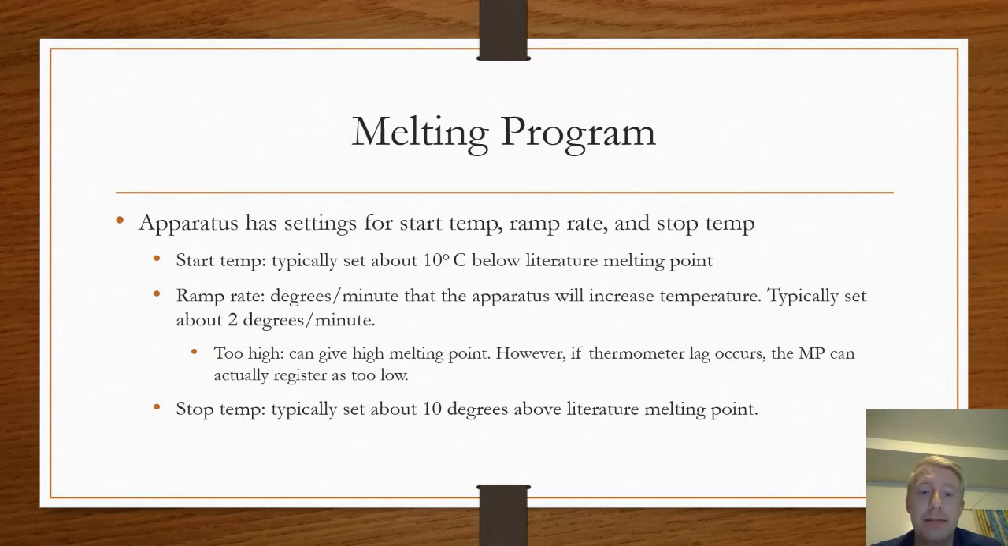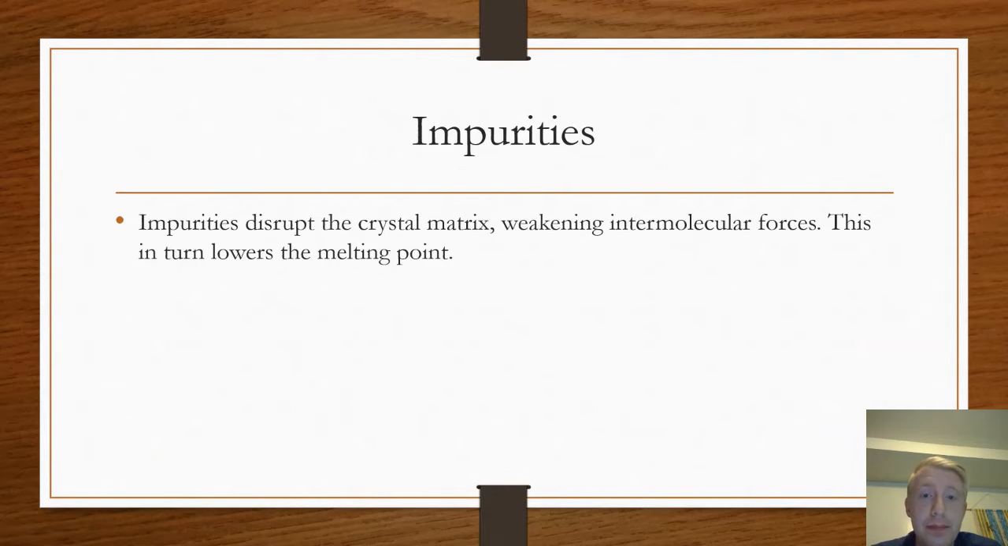And then the stop temp, just like the start temp, we just want to set it about 10 degrees above, so we've got a nice range so we don't miss anything. Finally, impurities will disrupt the crystal matrix in the solid, which will weaken intermolecular forces. This in turn will lower the melting point.